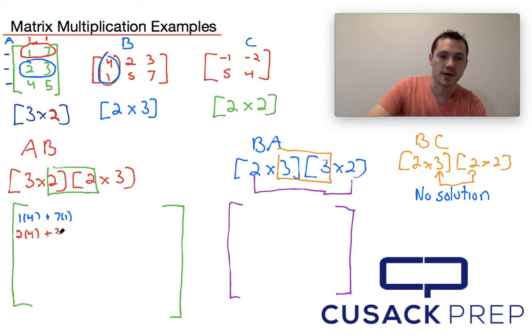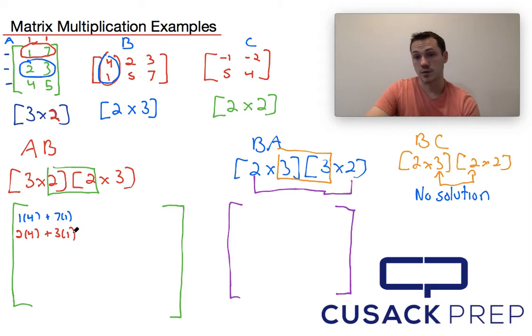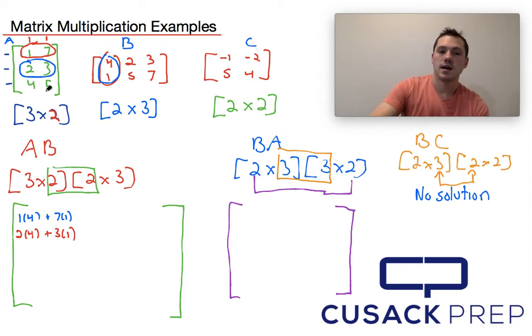Plus 1 times 3 is 3. And you just end up adding those. Next, we want to get row 3, column 1. I would do 4 times 4 plus 5 times 1.